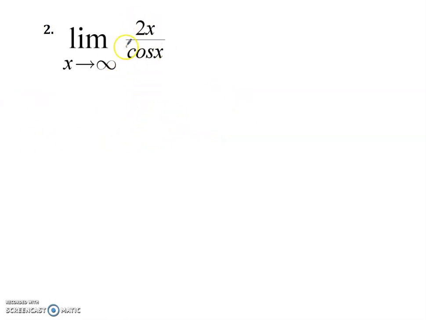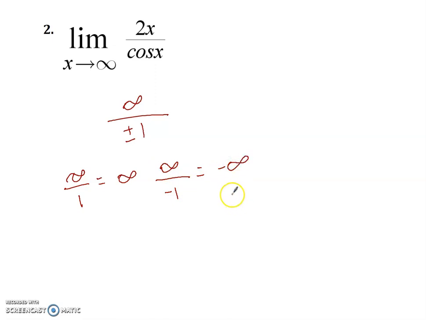Now if I look at something kind of flipped around, I have the limit as x approaches positive infinity of 2x over cosine of x. If I have 2 times infinity, that's just going to be a huge number on top. Cosine, I know, is going to go back and forth between positive 1 and negative 1. So if I have infinity divided by positive 1, that's just going to be a huge number, which I'm going to just keep calling infinity. But if I have infinity over negative 1, that's going to give me a really big negative number.